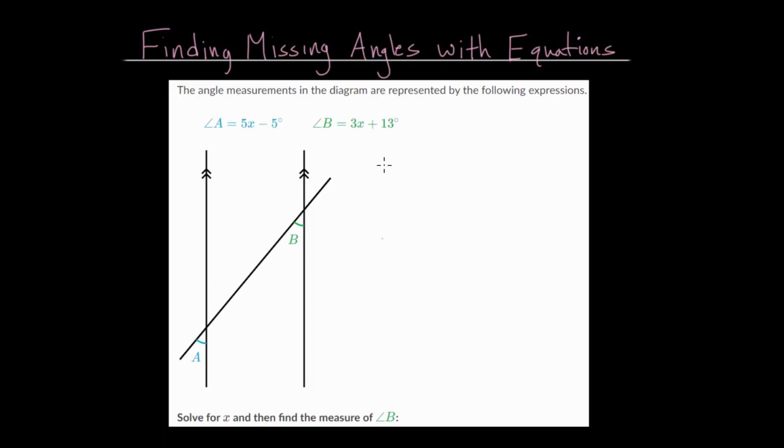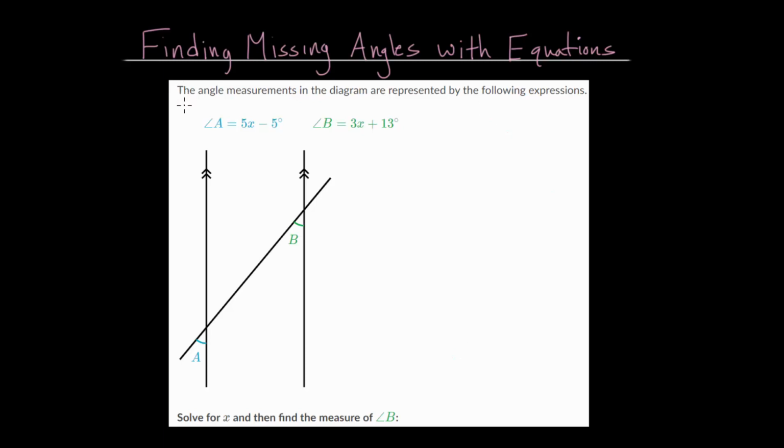In this video, I'd like to talk about finding missing angles using equations. With these example problems, we are going to be given some different angles and expressions relating those angles. And we need to figure out how to set up an equation so that we can solve for the missing variable and then find the measure of one of these specific angles.